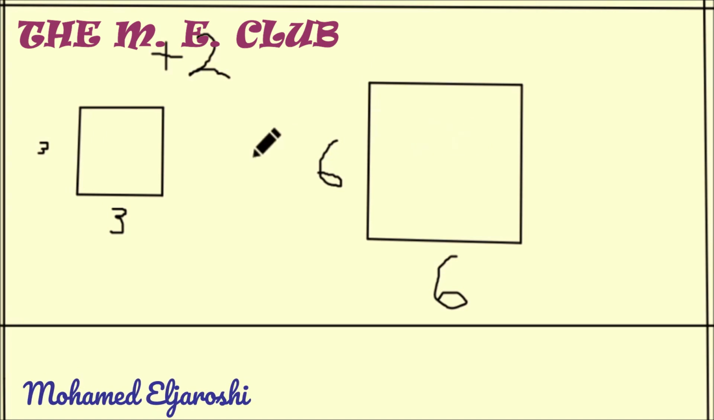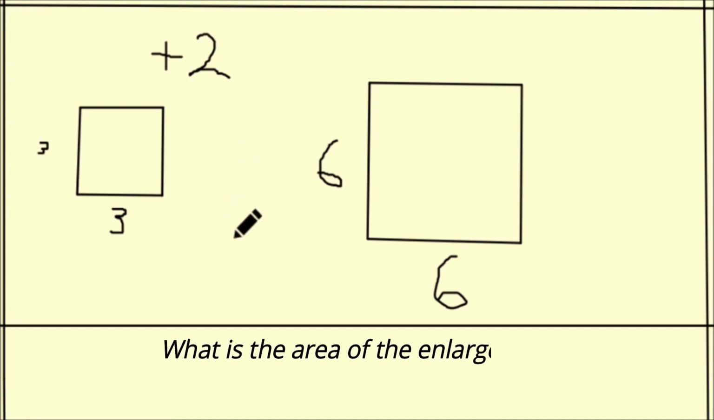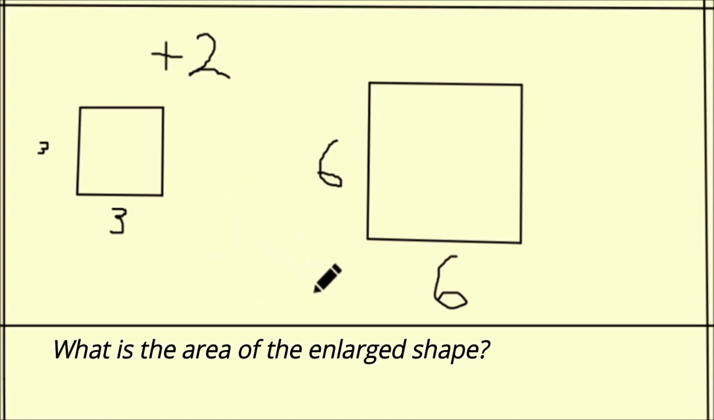Now, when we talk about area, can we do the same? Very good. We can't. We have to do one step before that. Because the area is squared, we have to multiply the scale factor by itself. So we have to make 2 squared. And then we multiply it by the area to get the area of the new shape.